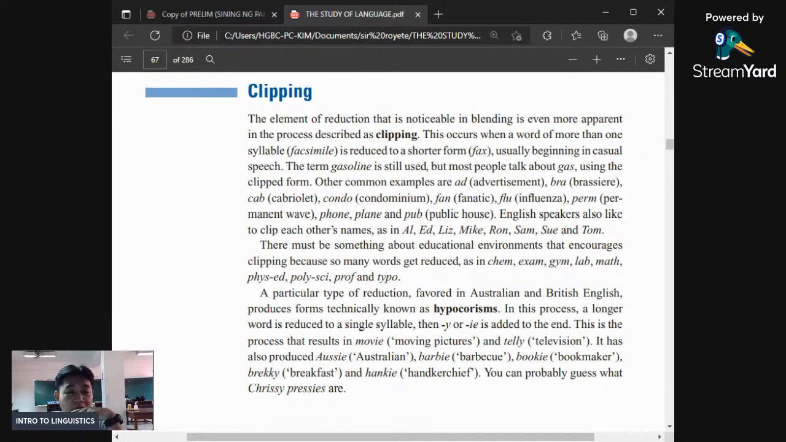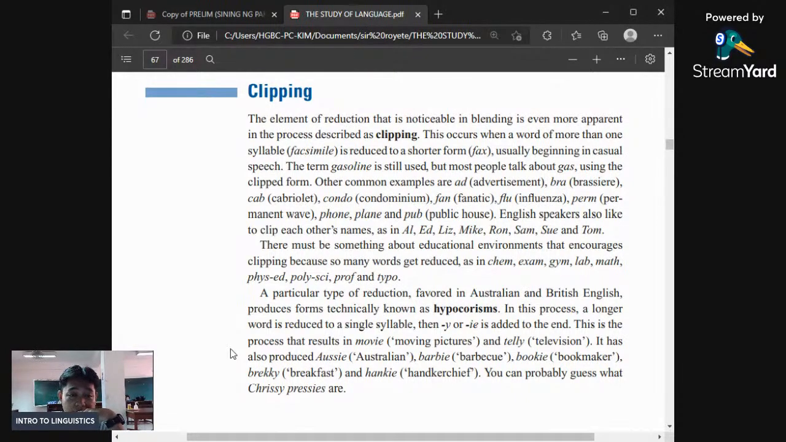So another form of clipping is what we call hypocorisms. When we talk about hypocorisms, that means the process where a longer word is reduced to a single syllable, then Y or I-E is added to the end. Pinapalit natin ng Y at I-E yung dulo. For example, ito yung mga Australian and British English. Moving pictures, nagiging movie. Telly, television. Aussie, it's Australian. Barbie, it's barbecue.